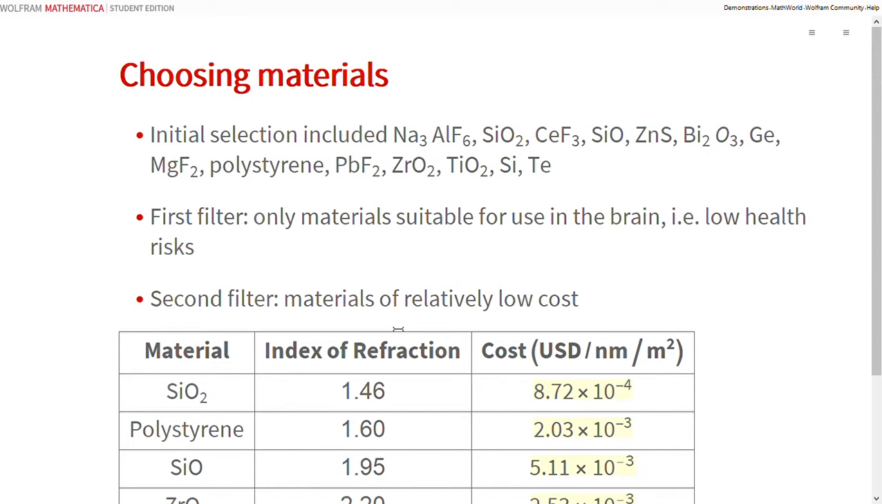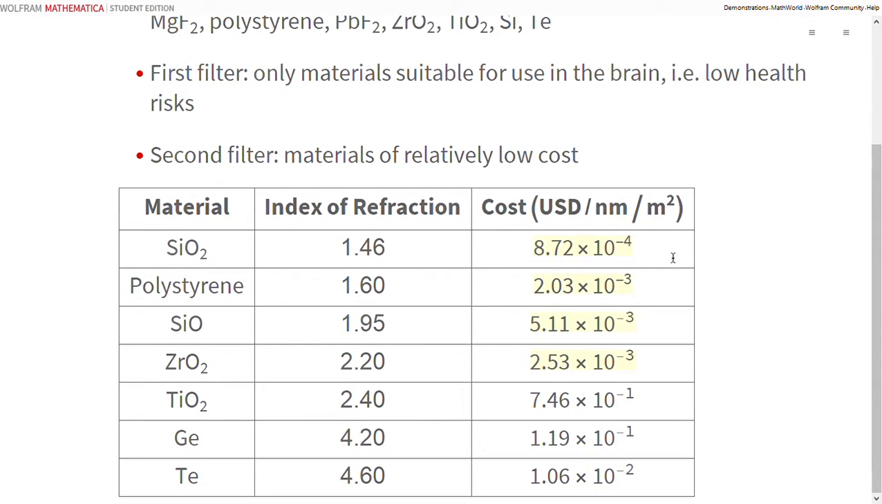But as this was going to be used in a biomedical application, the first filter from these materials was to find materials that would be suitable for use in the brain. So that required low health risks and things that would be stable within bodily conditions and not produce any toxic byproducts from decomposition. So that essentially filtered it right down to 7 materials: silicon dioxide, polystyrene, silicon monoxide, zirconium dioxide, titanium dioxide, germanium, and tellurium. All of these materials were determined to be safe for use in the brain and were carried on to the next step of the material decision process.